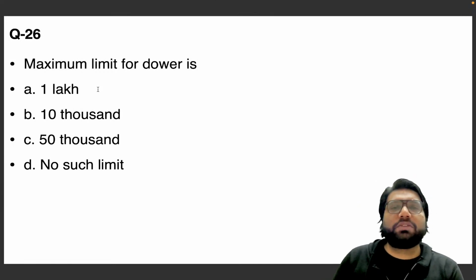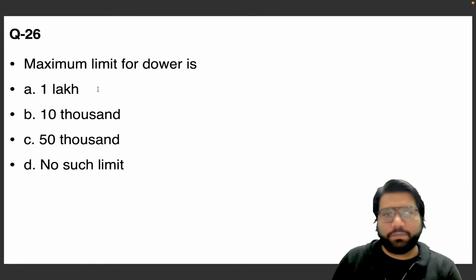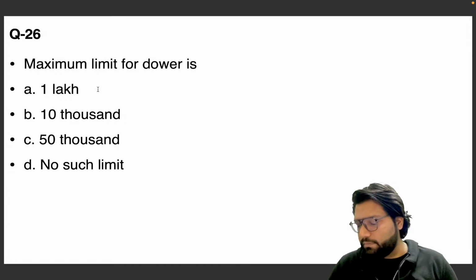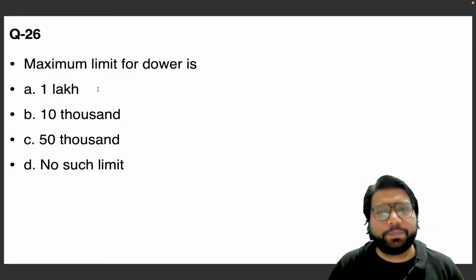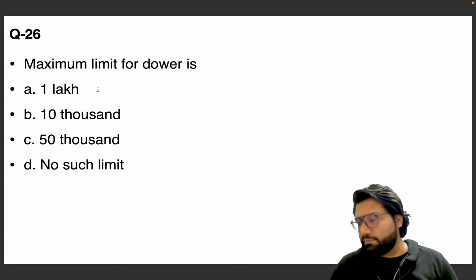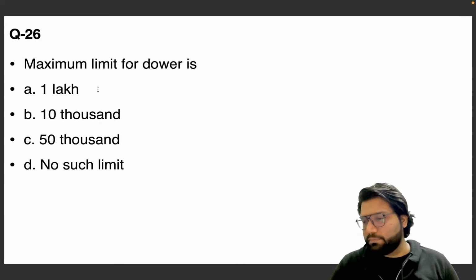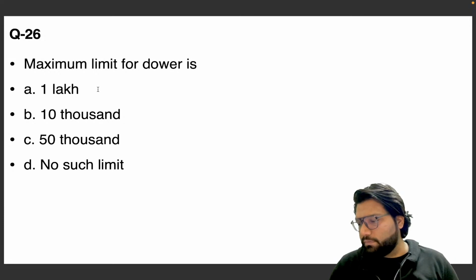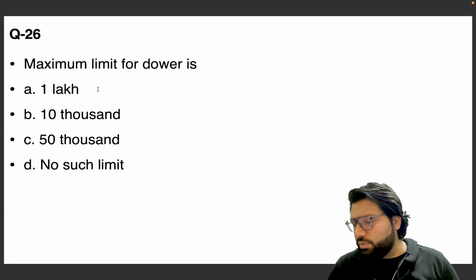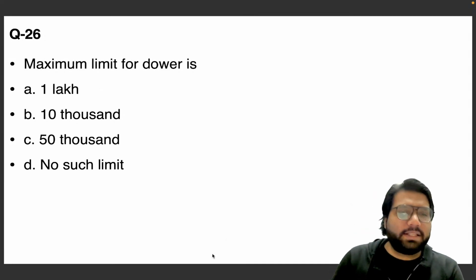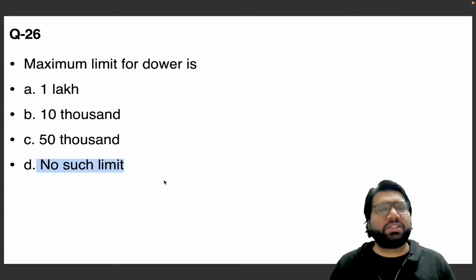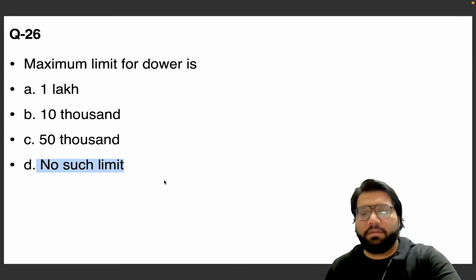What is the maximum limit for dower? Kanika, that is something which is in the exceptional circumstances. Kanika, Natasha, Ayush, Manisha, Sanya, everyone's answer is correct. That is D, no such limit. There is no maximum limit when it comes to the concept of dower.